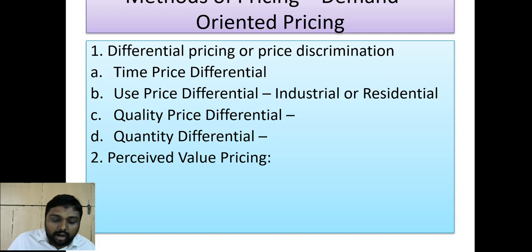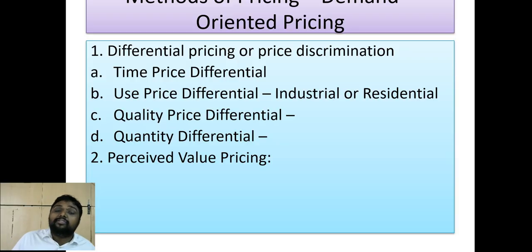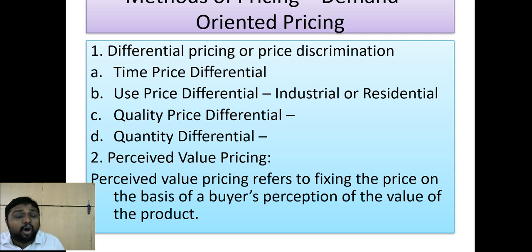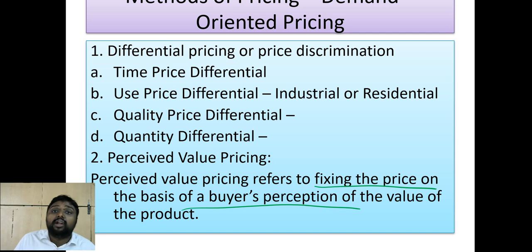Next one is what? Perceived value pricing. What is the meaning of perceived value pricing? Perceived value pricing means that the price is determined on the basis of value perceived by the customer. The customer feels that yes, I am happy with this product, this price can be paid up to 100. So the value determined by the customer is 100. That price we are fixing. That is called perceived pricing. Fixing the pricing on the basis of the buyer's perception.